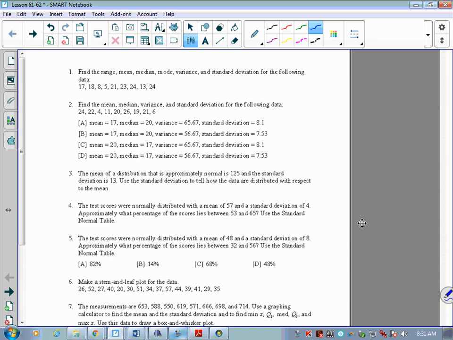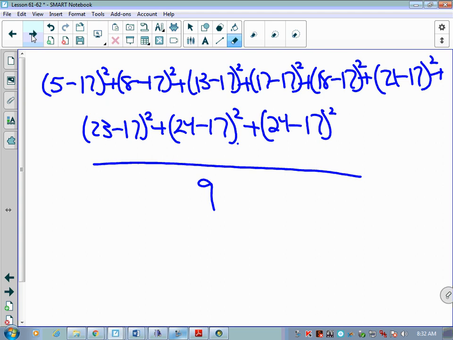This is what we call normal distribution. Again, this kind of builds on that same concept. Number 3 says the mean of a distribution is approximately 125. The standard deviation is 13. We're going to use the standard deviation to tell how the data are distributed with respect to the mean. So we're going to come over to this page here. We'll erase this.